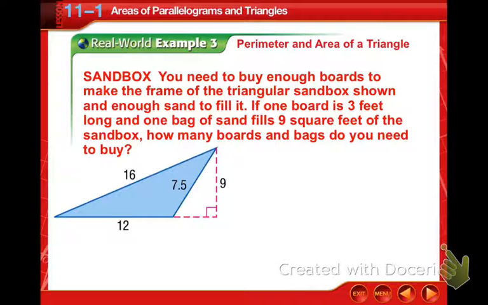So boards is going to be based off our perimeter. We're going to find our perimeter, divide it by 3. That'll be how many boards we need. The area is going to be number of bags, so we find our area, divide it by 9. That'll give us how many bags we're going to need.